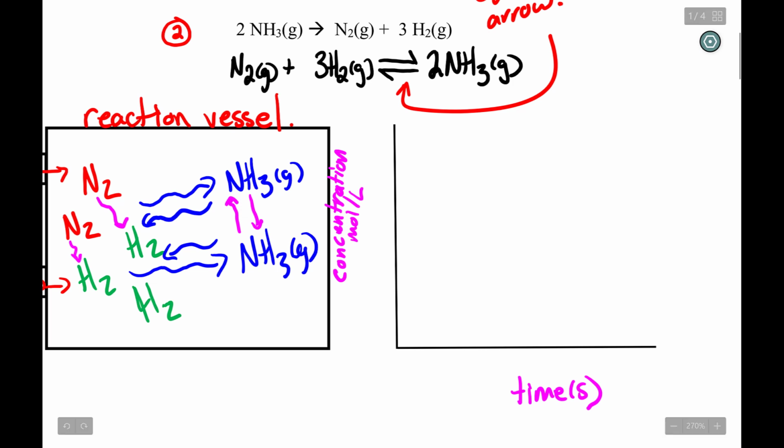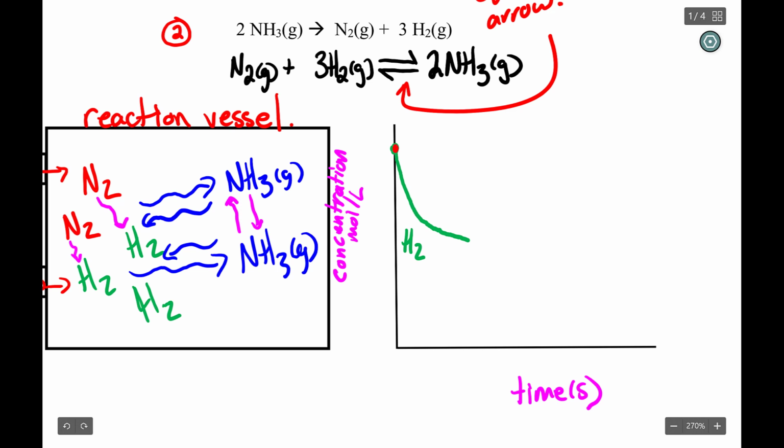So I said that we would start with hydrogen and nitrogen. I'm just going to start with them up here, so I've got a high concentration of my reactants. What would happen is as the hydrogen entered the vessel, it would start to react with nitrogen, and its concentration is going to go down because it's being used up during the formation of ammonia. So I'm going to call this green one hydrogen. And nitrogen would be doing the same thing.